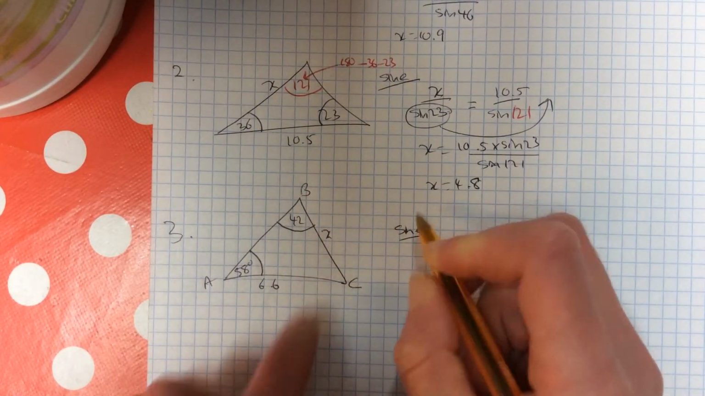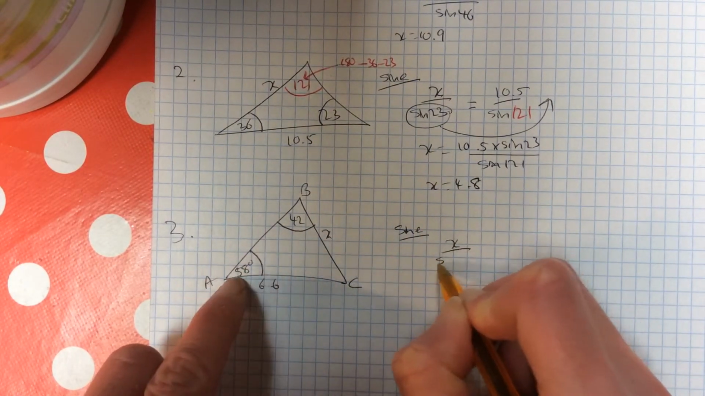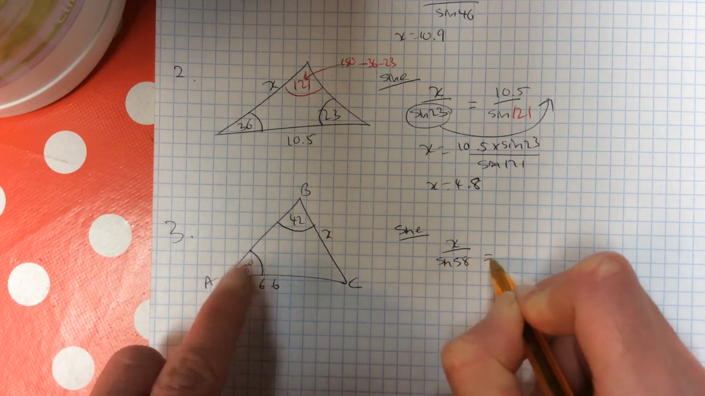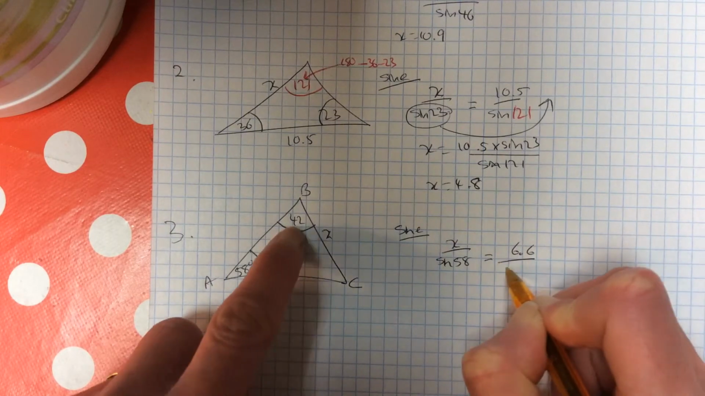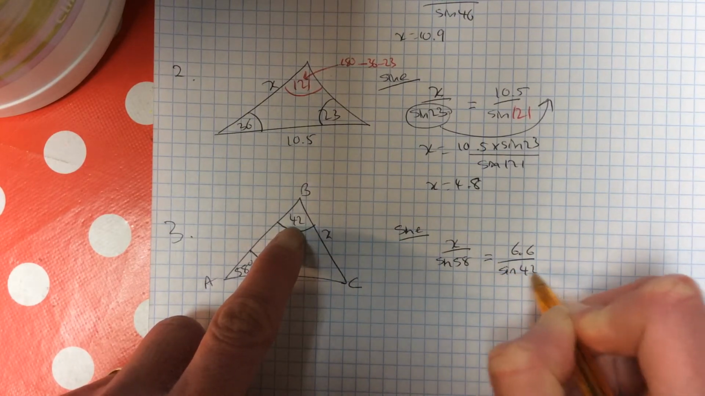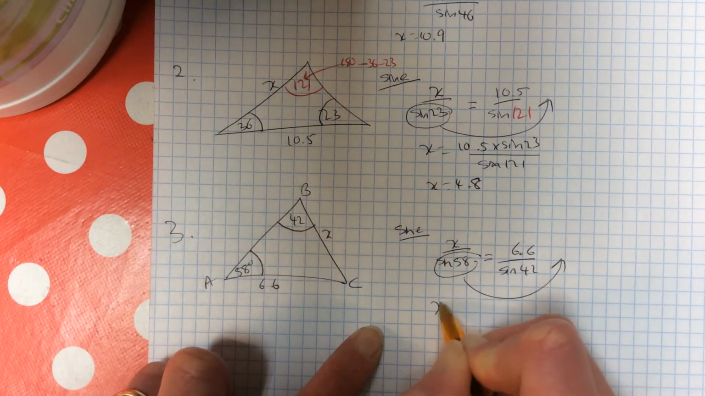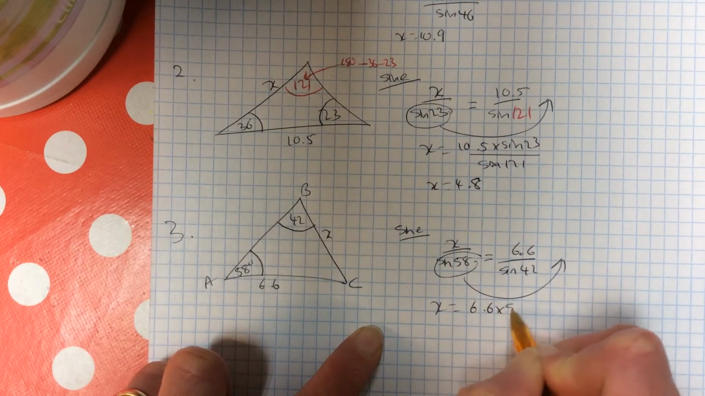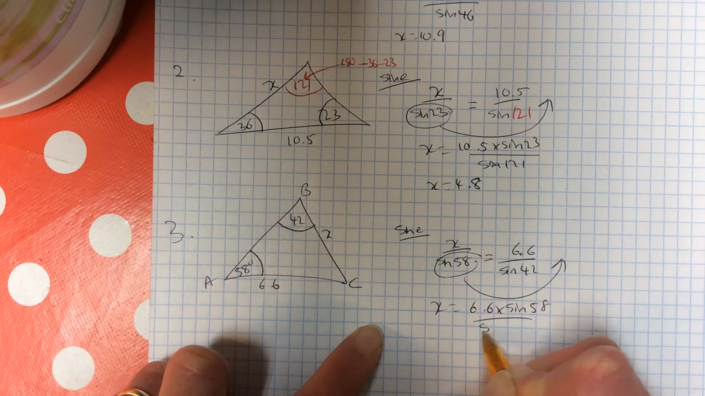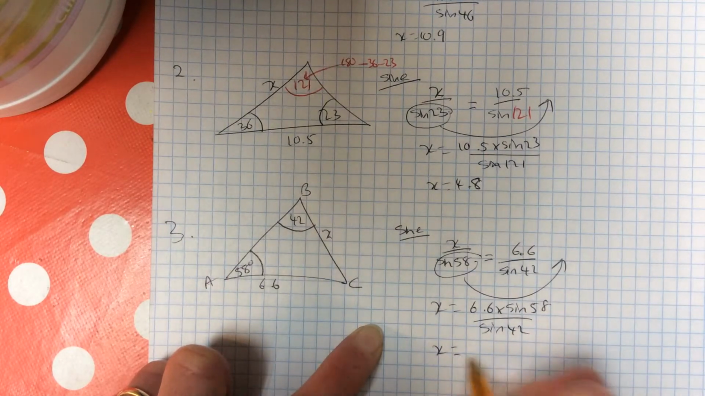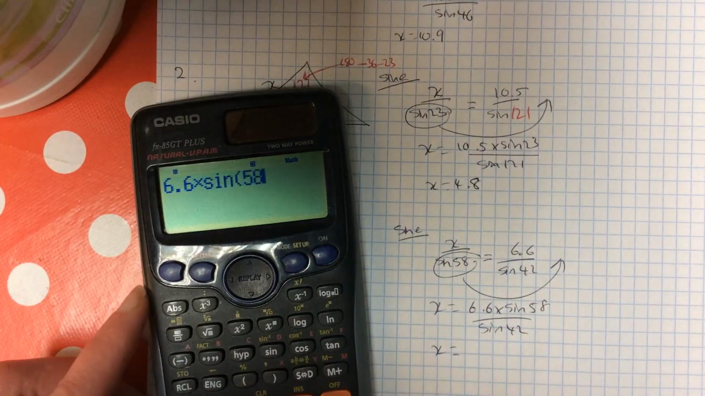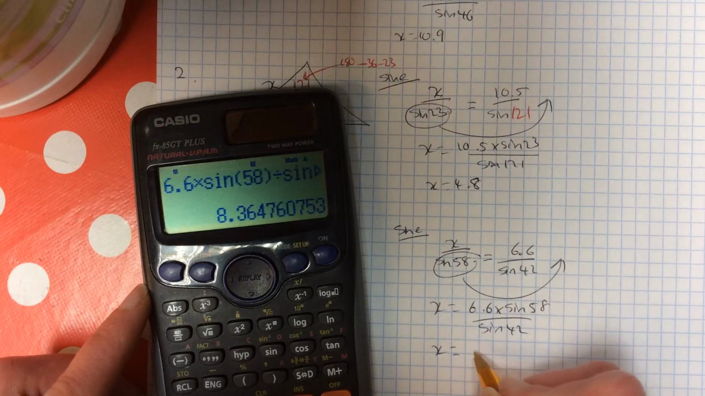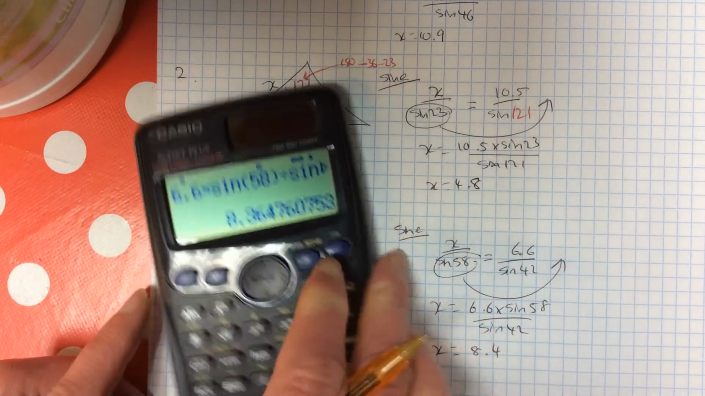I don't have 3 sides, and I don't have the 2 sides and the in-between angle, so it's sine rule again. So side over sine the opposite angle equals side over sine the opposite angle. You want the x on its own, so bring that across and multiply. And again, just straight forward into your calculators. So it's 6.6 times sine 58, close the brackets, divided by sine 42, gives you an answer of 8.4.